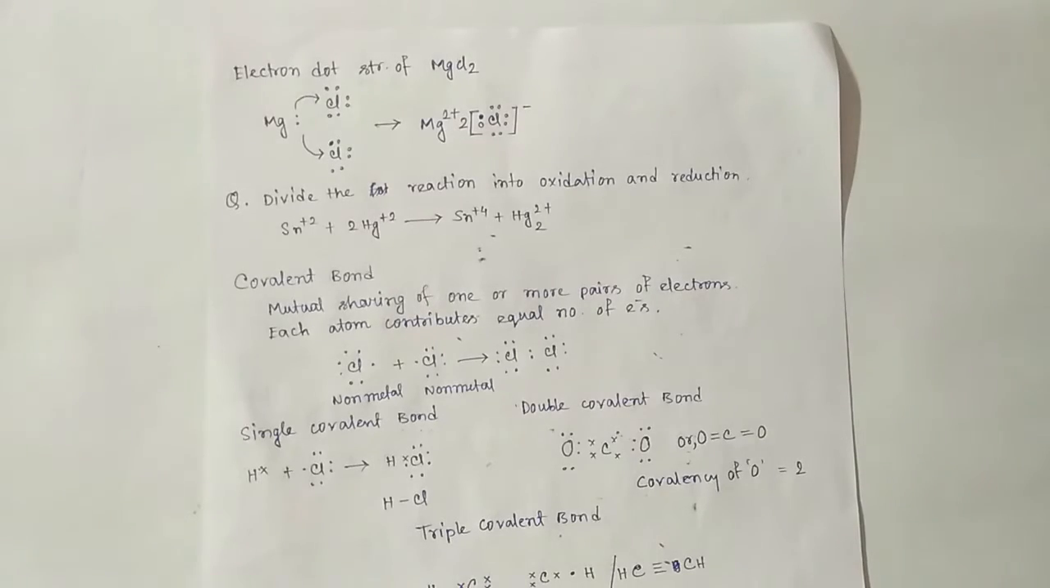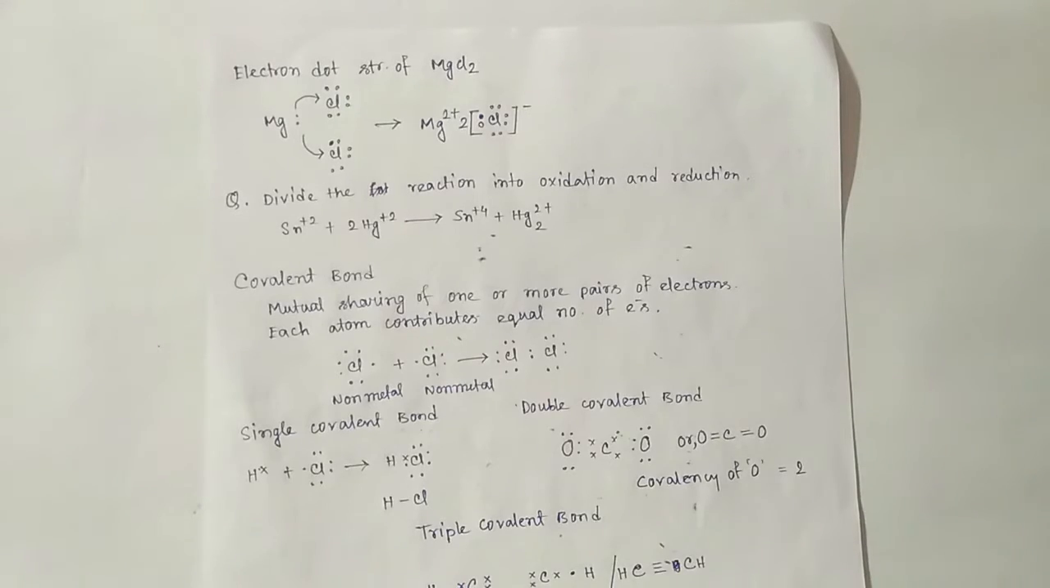Other compounds also have a tendency to form ionic bonds. For example, MgCl2 and calcium oxide both form an ionic bond, because here Mg is a metal while chlorine is a non-metal. That is why they will form an ionic, electrovalent bond between them.